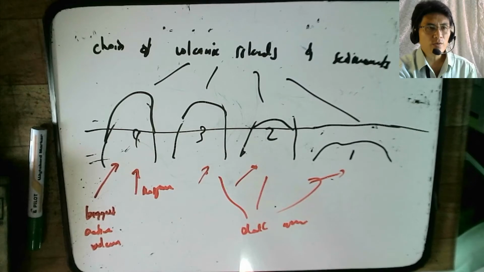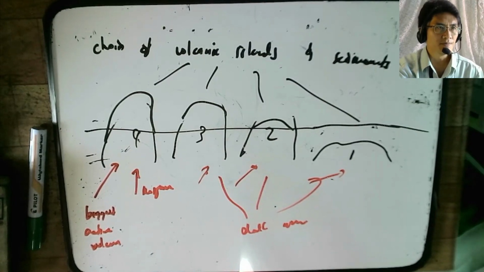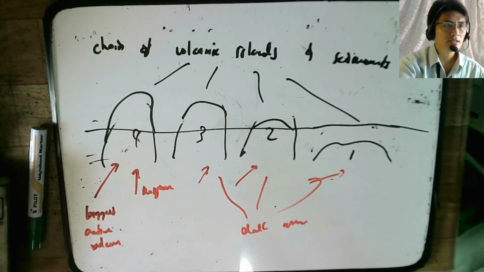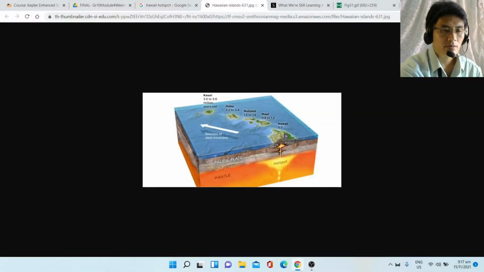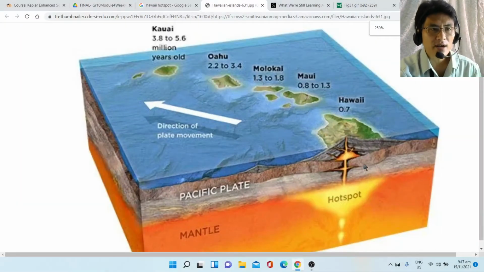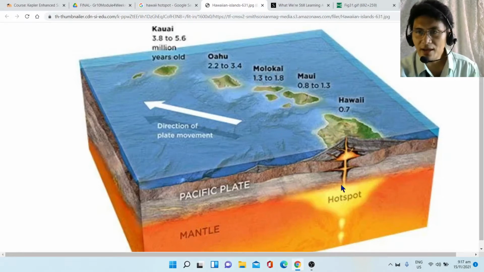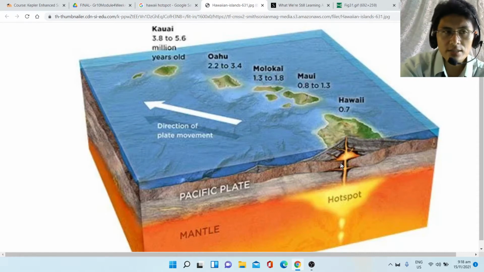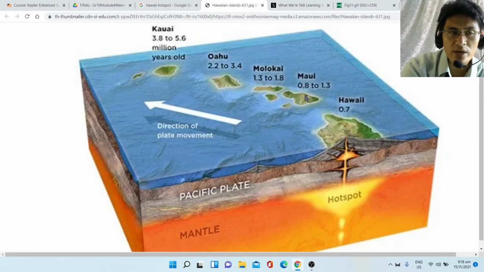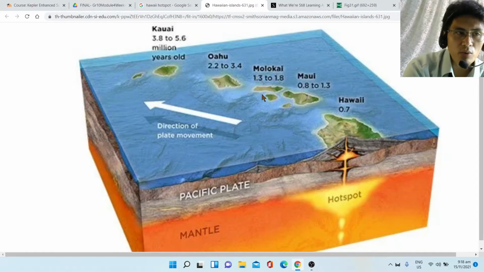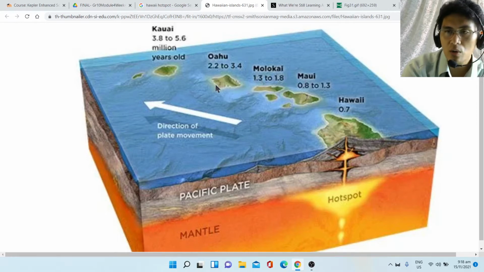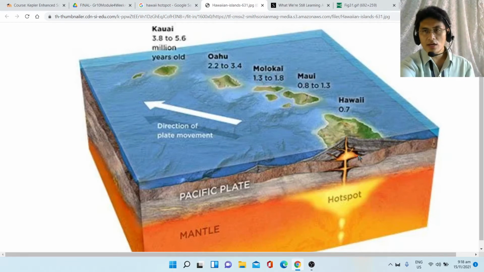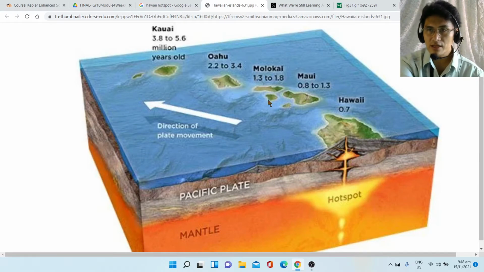Okay? So if we look at the picture now of how Hawaii was created. This is what we see. Right? You have a hot spot. And right now, that hot spot is underneath the main island of Hawaii. But you can bet that somewhere in the past, that hot spot was underneath Maui, and then underneath Molokai, and then underneath Oahu, and then underneath Kauai. And we know that because scientists can age the rocks in these islands.